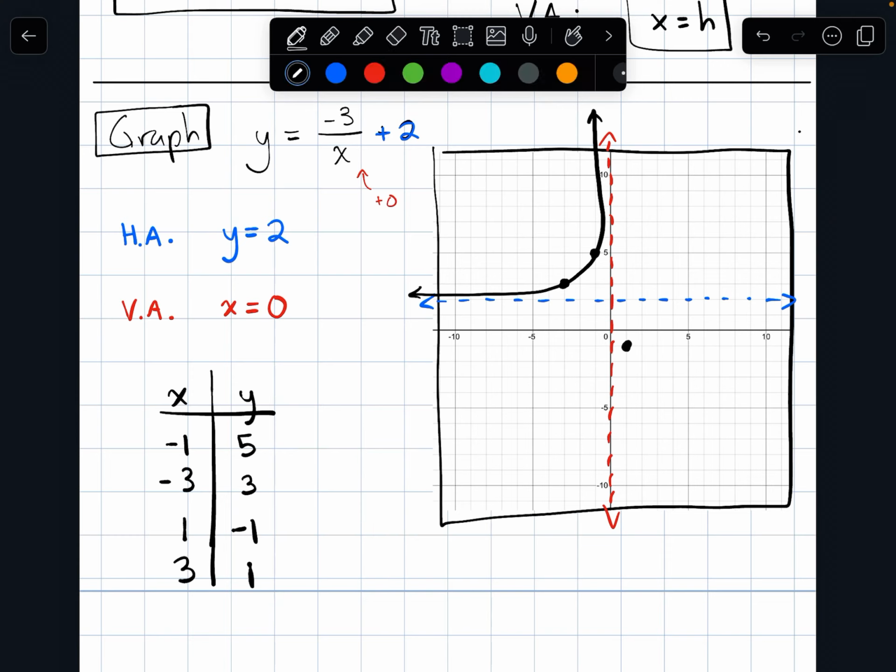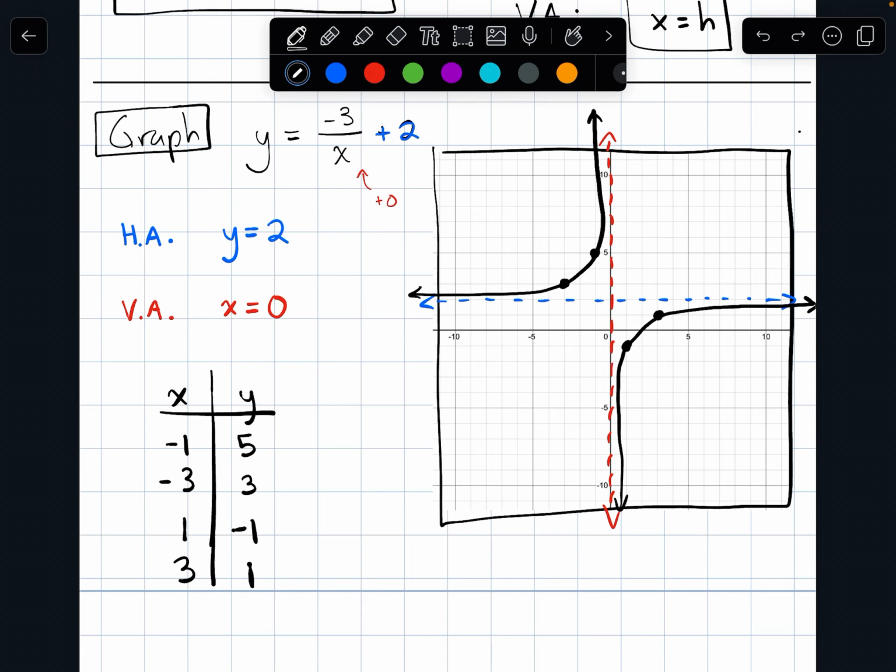And once we graph that point at (3, 1), we should be able to clearly see that this part of the graph is going to curve in this direction. Again, it's just going to kind of hug those asymptotes as we go along. All right, so I want to see at least 1 point in either of these quadrants just to make sure.